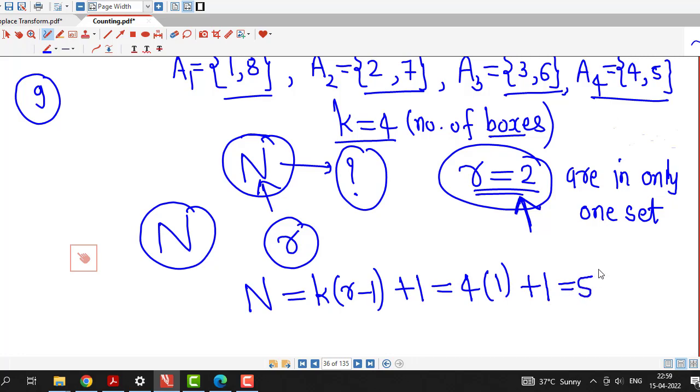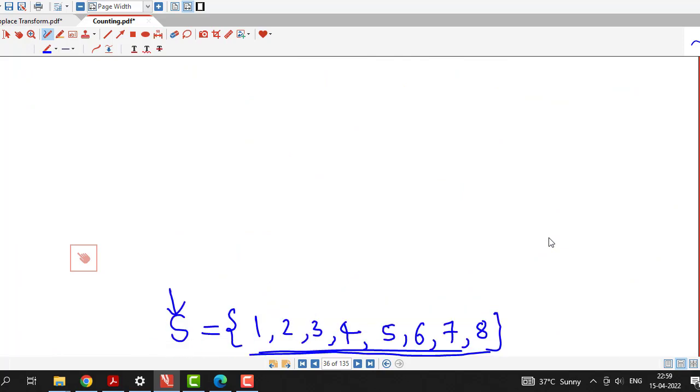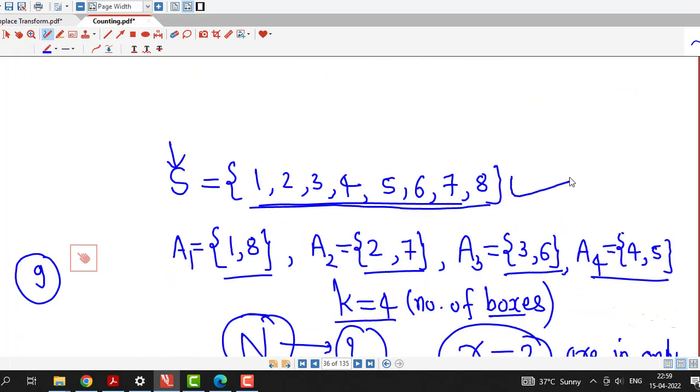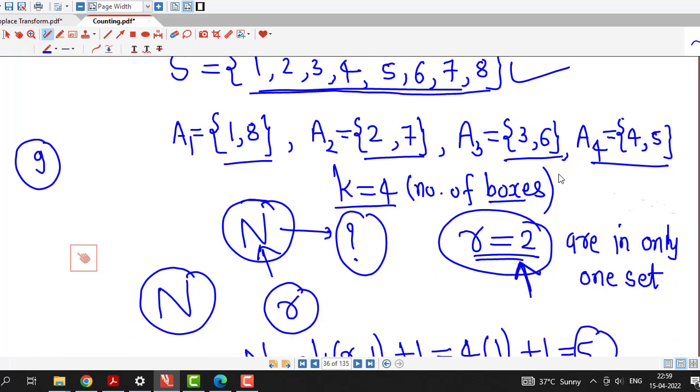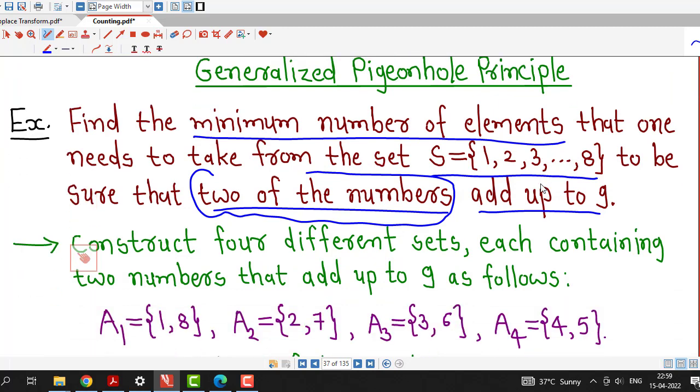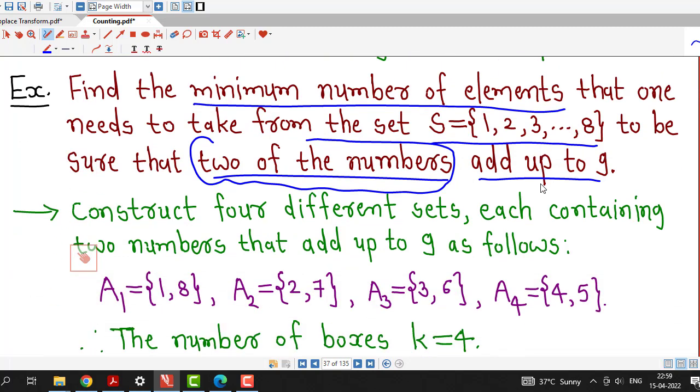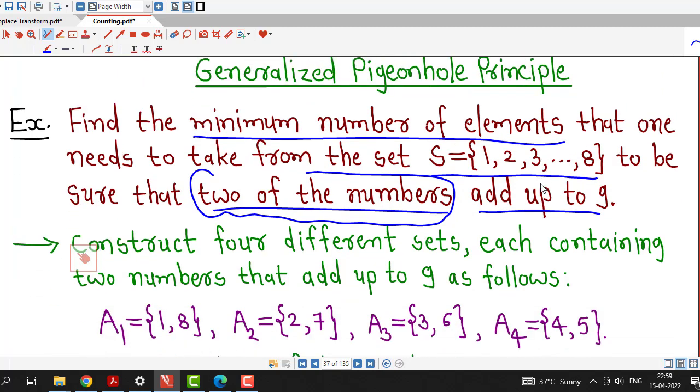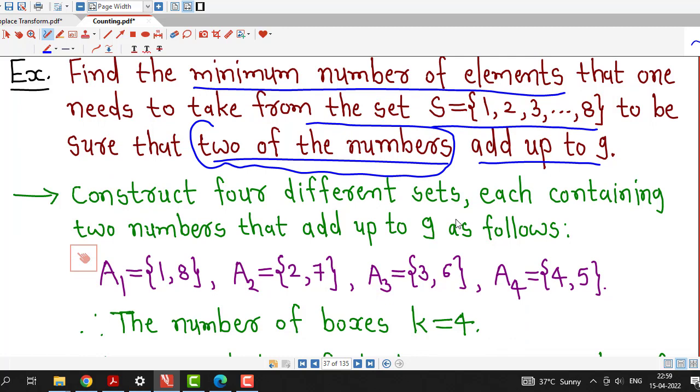So we have to select a minimum of 5 elements from this set capital S such that out of those selected elements, two numbers add up to 9. In this way we can answer this type of question using the generalized pigeonhole principle, and we have to write our answer systematically. Here I have written these things.